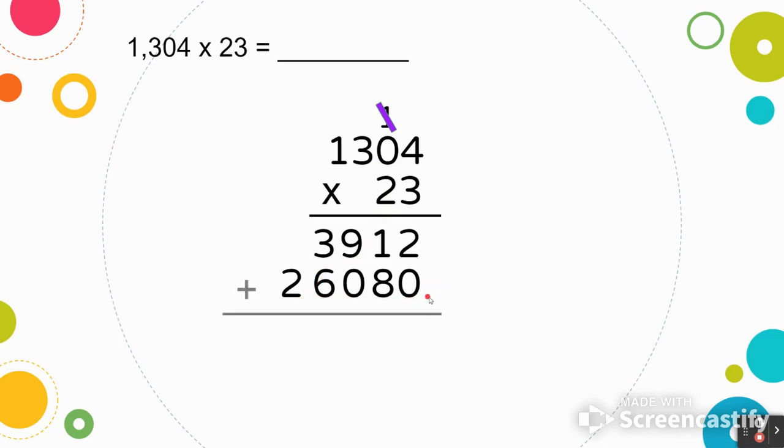Finally, we're going to add these two products together. 2 plus nothing is 2. 1 plus 8 is 9. 9 plus 0 is 9. 3 plus 6 is 9. And nothing plus 2 is 2. So the product, or answer to this multiplication problem, is 29,992.